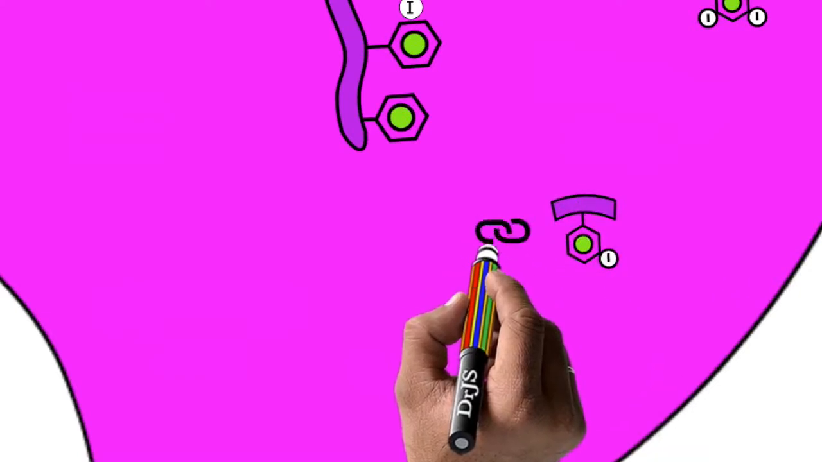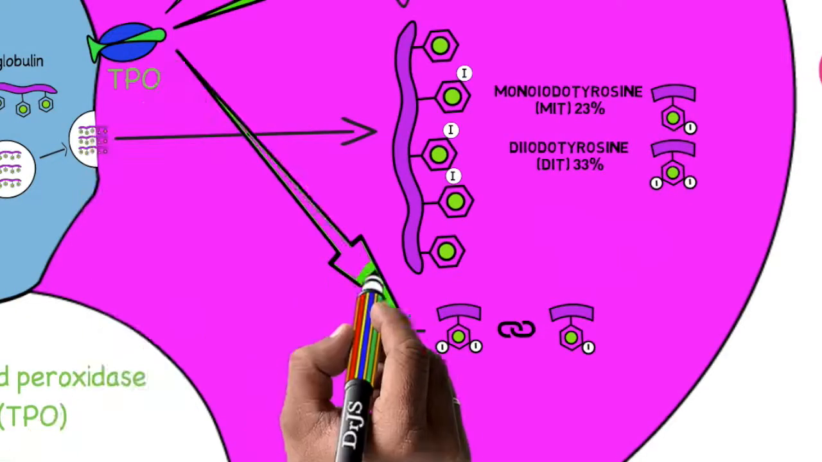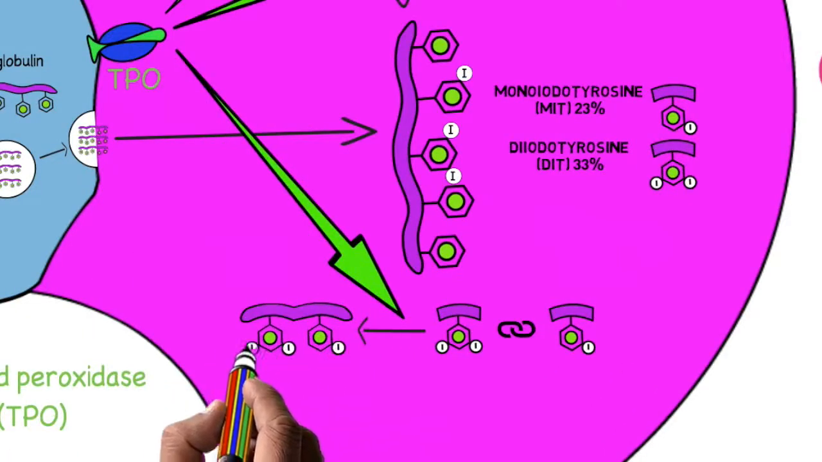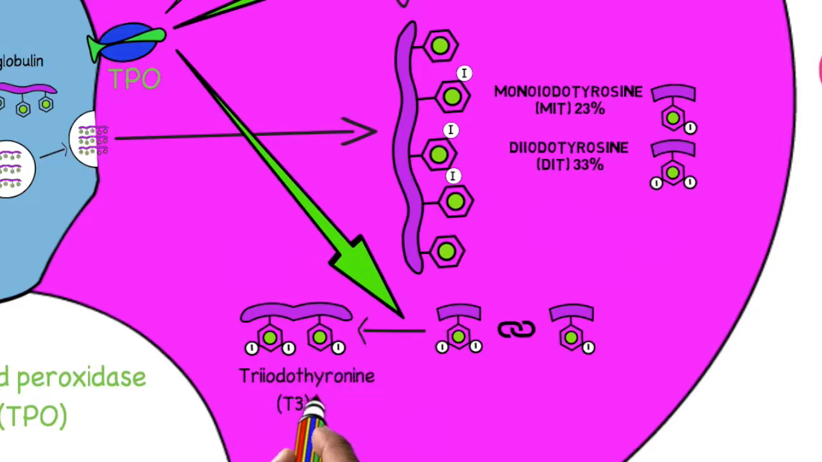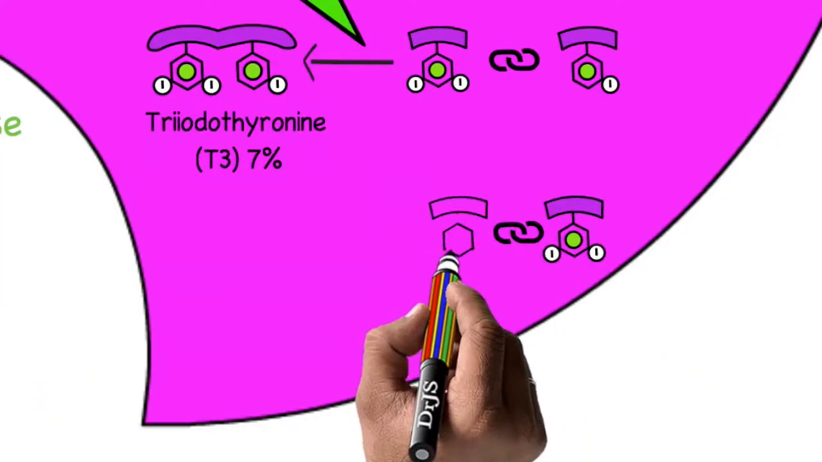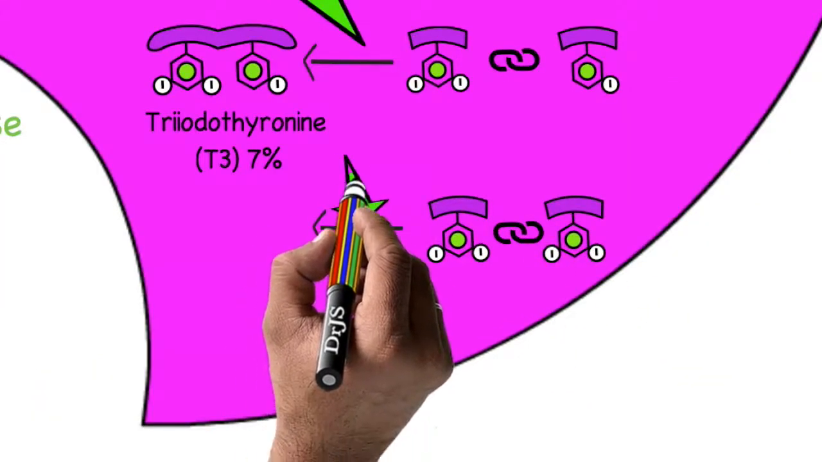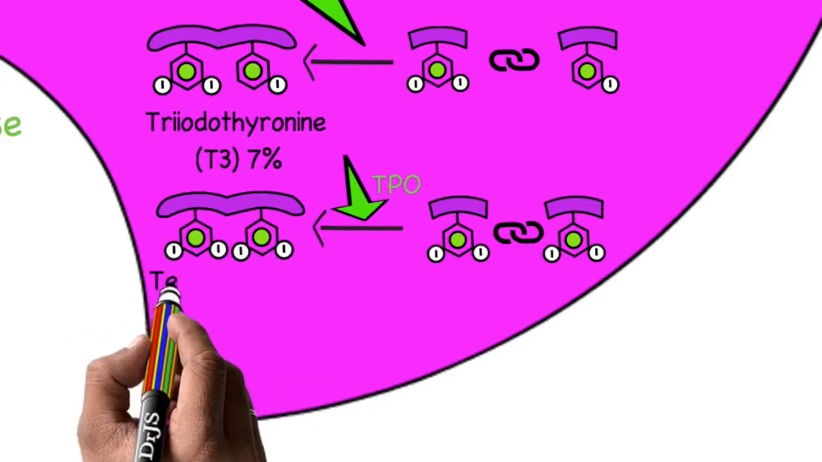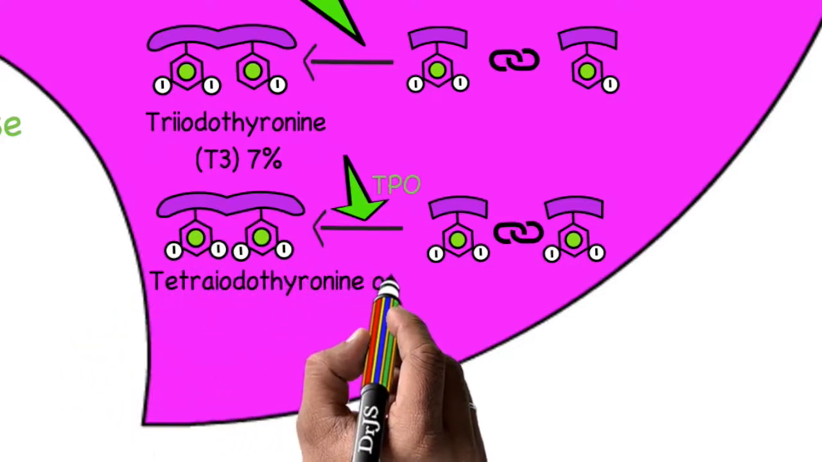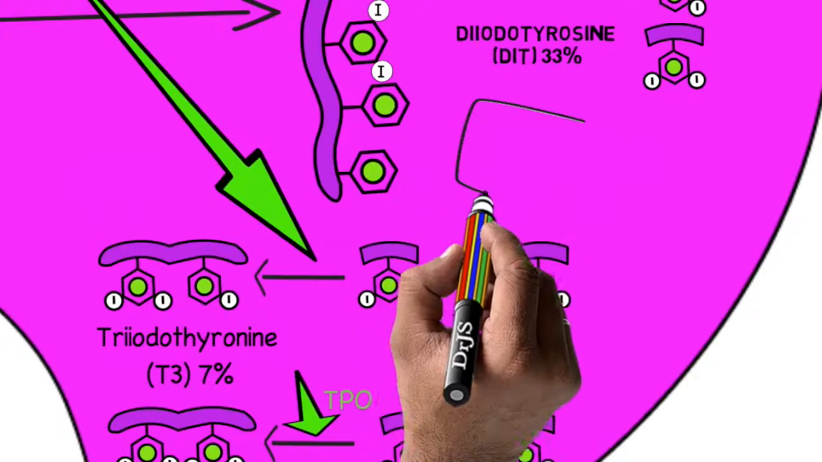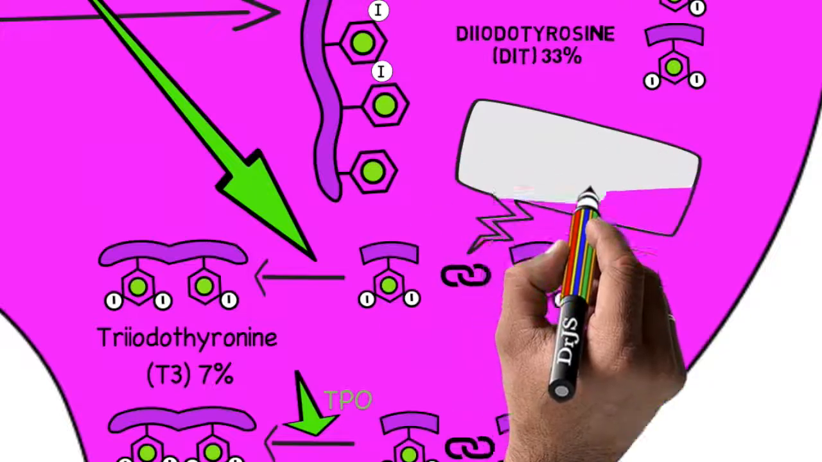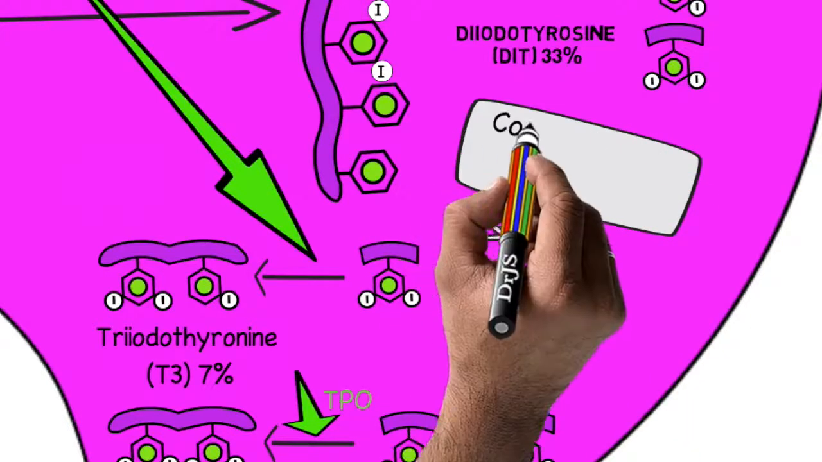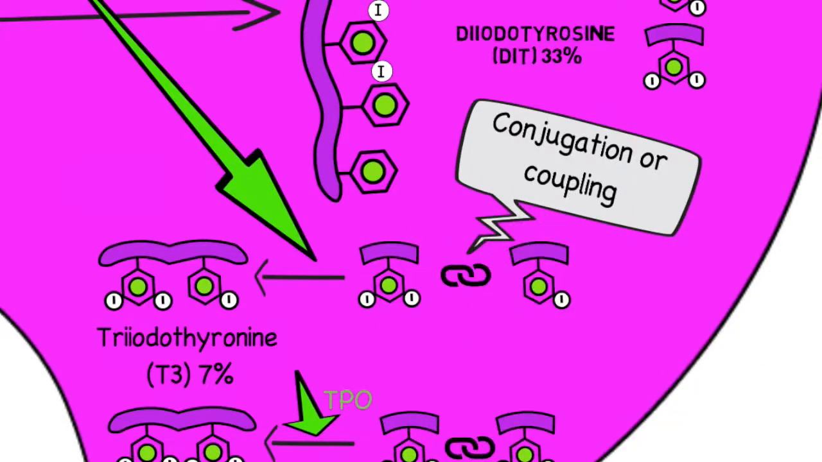Monoiodotyrosine and diiodotyrosine in presence of thyroid peroxidase couple to form triiodothyronine or T3 7%. 2 diiodotyrosine in presence of thyroid peroxidase couple to form tetraiodothyronine or T4 35%, also called thyroxine. This is called conjugation or coupling reaction.